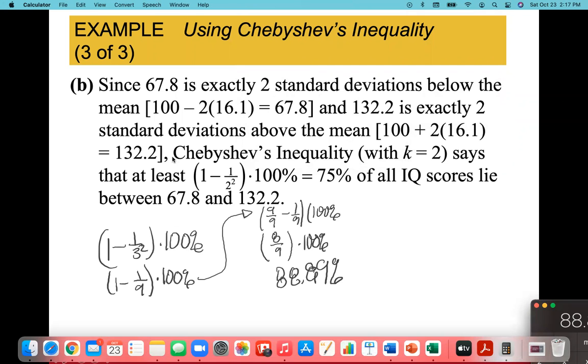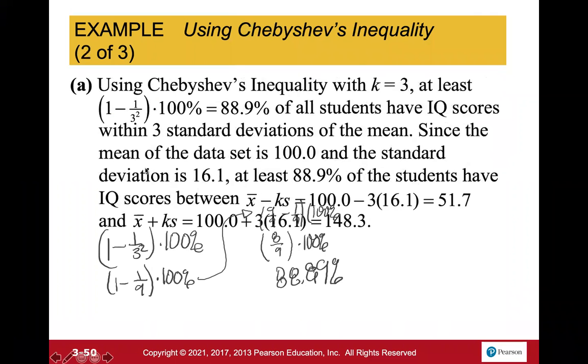Oh, went a little bit too far. That's how we were able to get this value right here, 88.9%. So 88.9%, or we could say at least 88.9% of all students have IQ scores within 3 standard deviations of the mean. And since the mean of the data set is 100, the standard deviation is 16.1, at least 88.9% of the students have IQ scores between 100 minus 3 times 16.1.